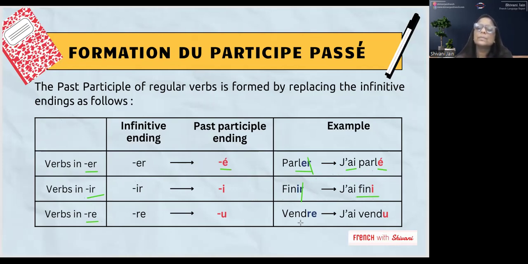The RE ending verbs, what we do, we cancel the whole RE and we add U at the end. So it becomes vendu. Okay, this is the basic general rule which applies to all the regular verbs of all the three groups. Okay, ER, IR, RE. So this is the rule. Okay, but there are, of course, certain exceptions that you need to know, and in fact, you have to learn the past participles to those exceptional verbs. Okay. Now, I hope this is clear, the endings.